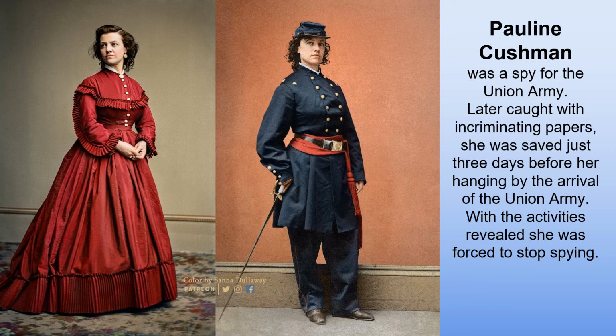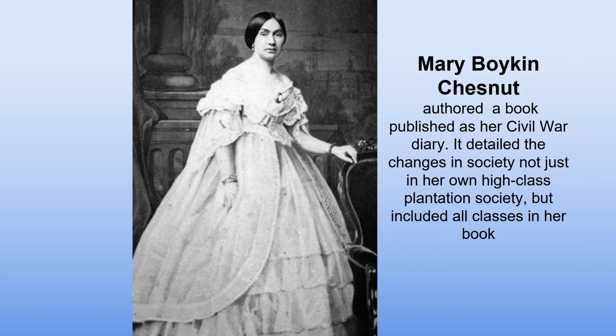Pauline Cushman was a spy for the Union Army. Fortunately, later she was caught using incriminating papers. She was supposed to be hung, but 3 days before the hanging, the arrival of the Union Army stopped everything for her, and she was freed and did not have to hang. With the activity she revealed, she was forced to stop spying.